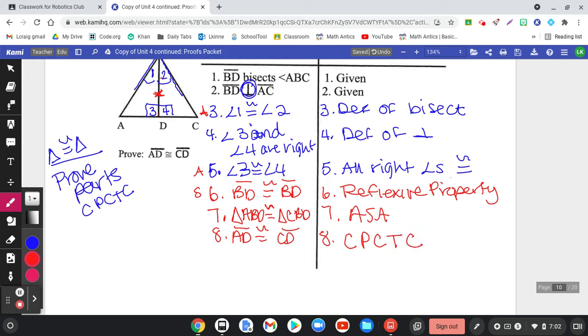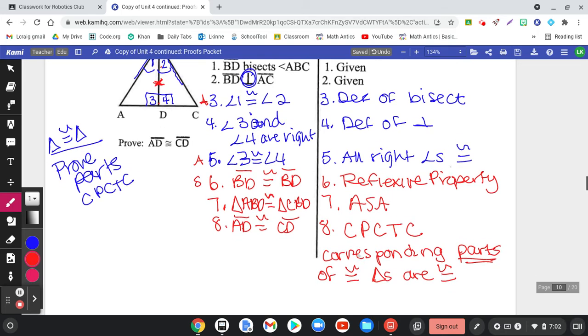So let's write that out. Corresponding parts. That's why we're using this, because we're proving two parts are congruent. Of congruent triangles are congruent. If you want to write that out a few times getting started, that's fine. But on the Regents and on any test or quiz, CPCTC is perfectly acceptable. Just don't mess up the order.